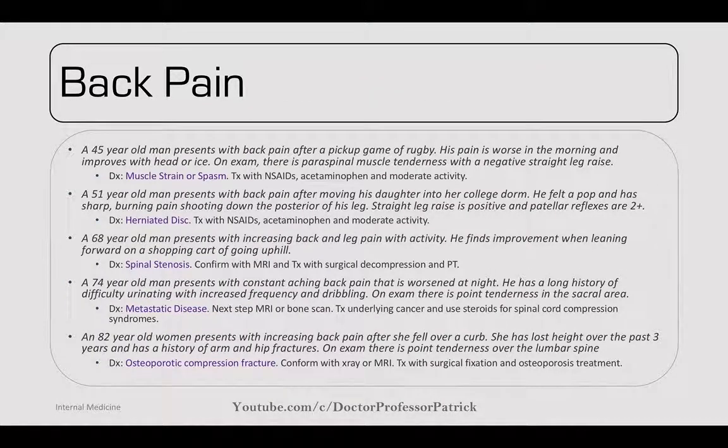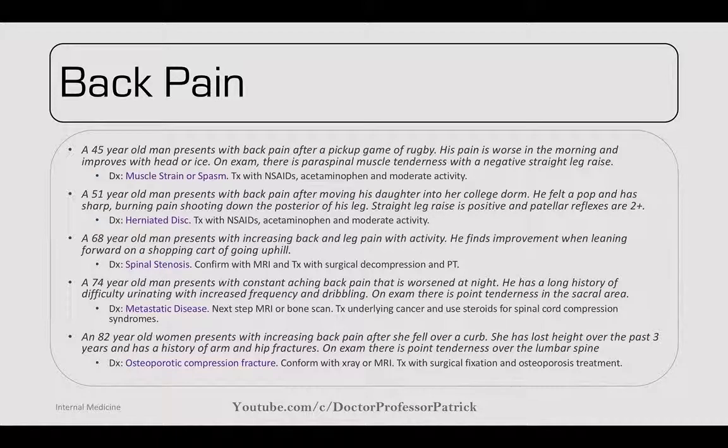Going to the back, we've got a 45-year-old man who presents with back pain after a pickup game of rugby. His pain is worse in the morning and improves with heat or ice. On exam, there's paraspinal muscle tenderness with a negative straight leg raise. The diagnosis here would be muscle strain or spasm, and you can treat these with NSAIDs, Tylenol, and moderate activity. You don't want to do bed rest for this.